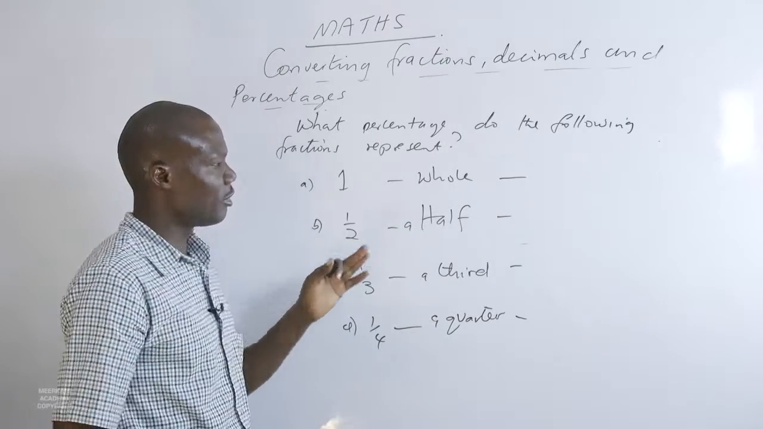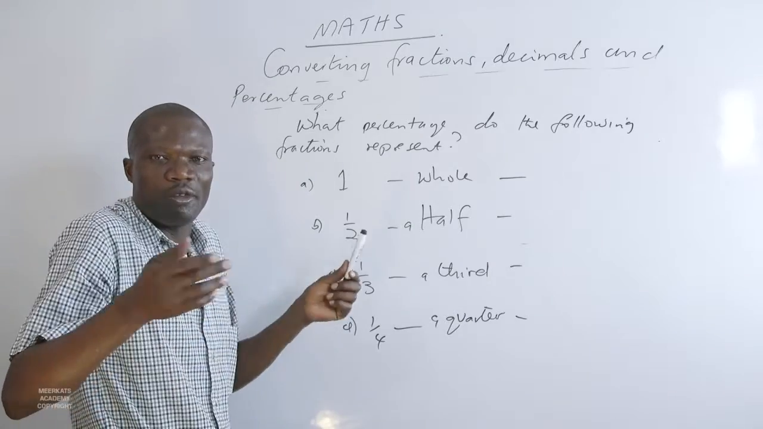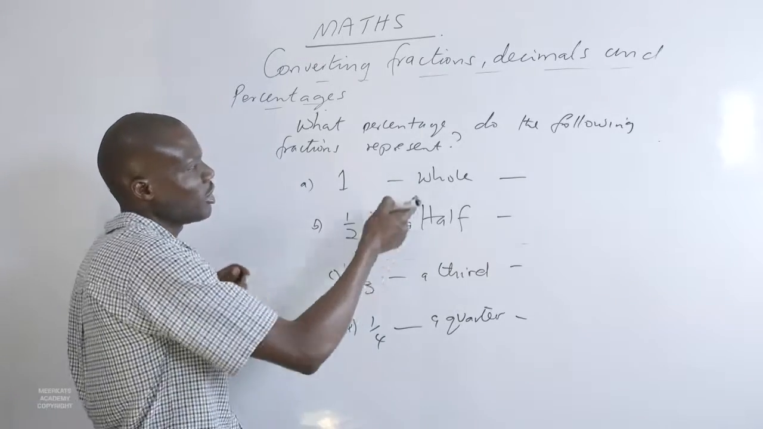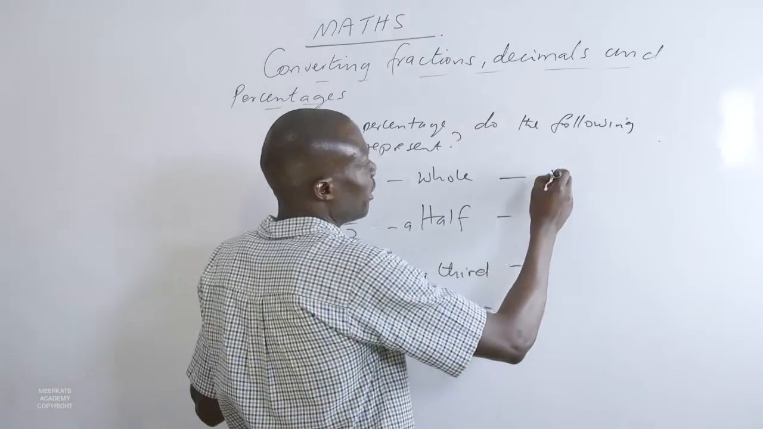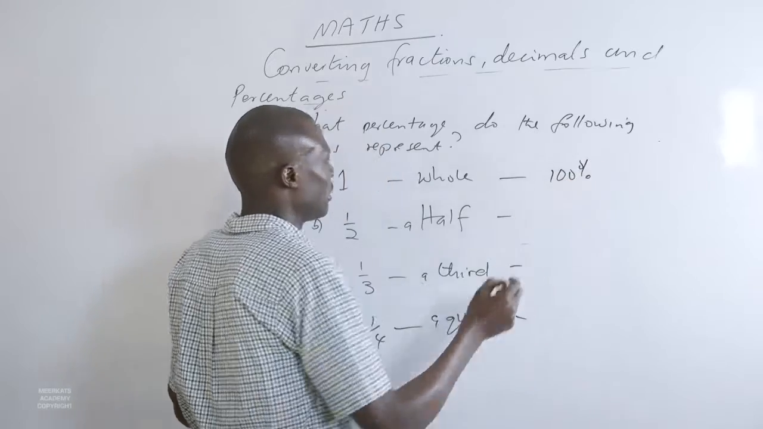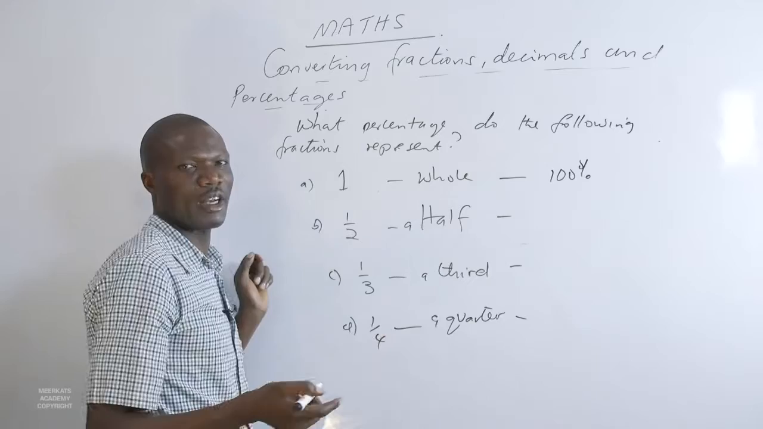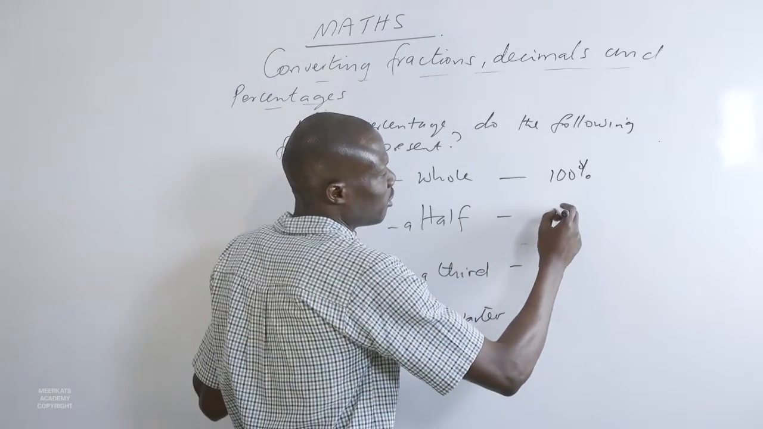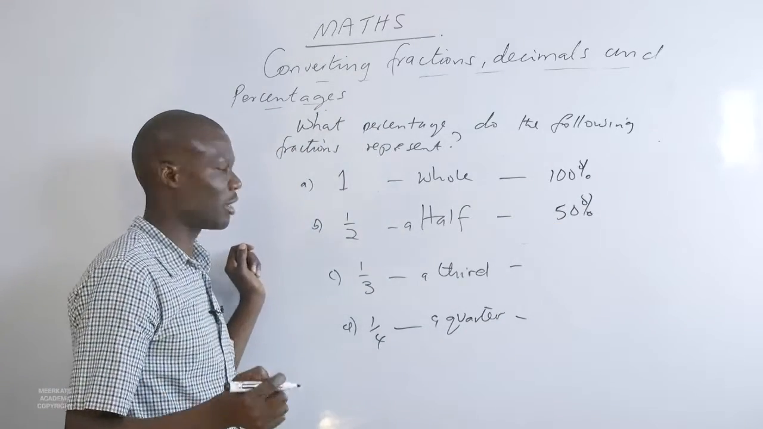And let us look at this one first. A whole is everything, 1/1. 1/1 times 100 is just 100. So this is a whole. It is equivalent to 100%. A half is simply a half multiplied by 100, which will give us 100/2, which is 50. So a half is equivalent to 50%.